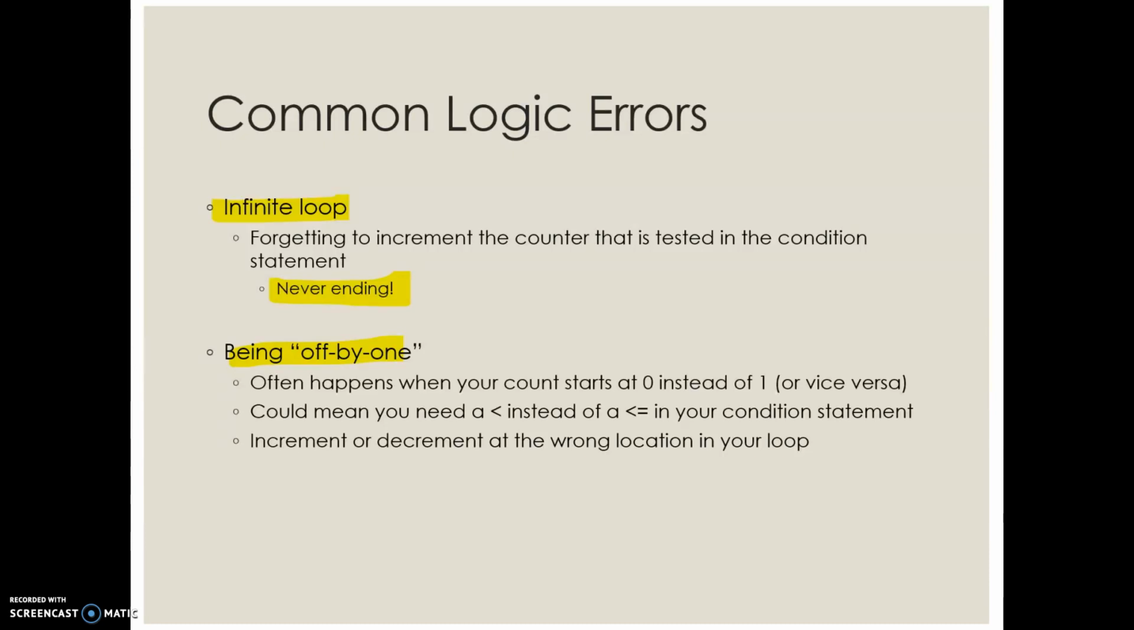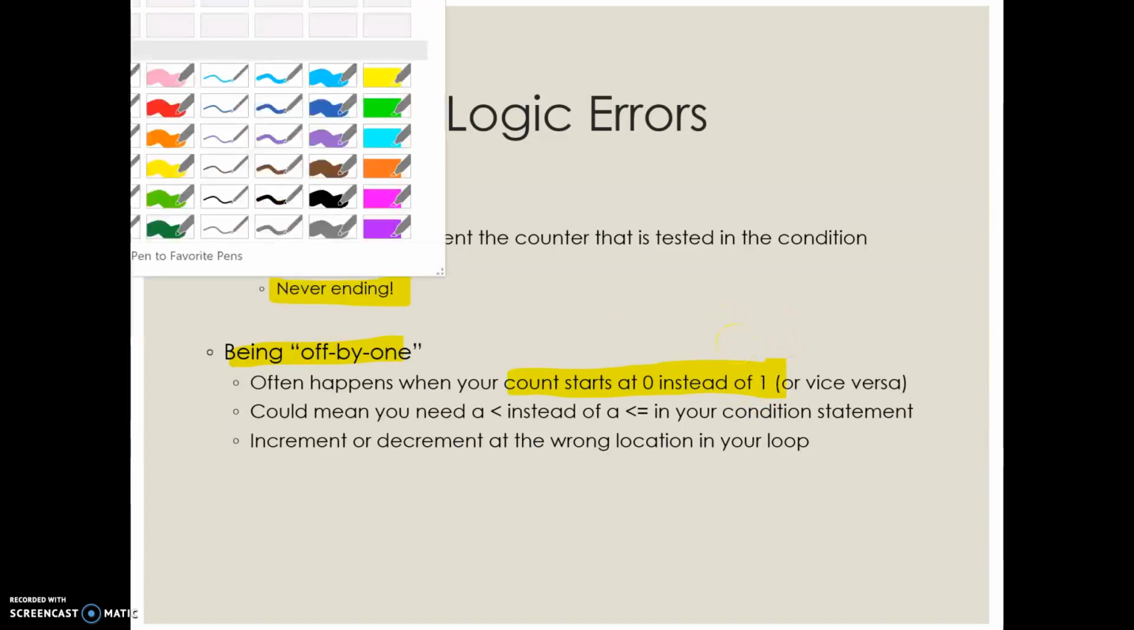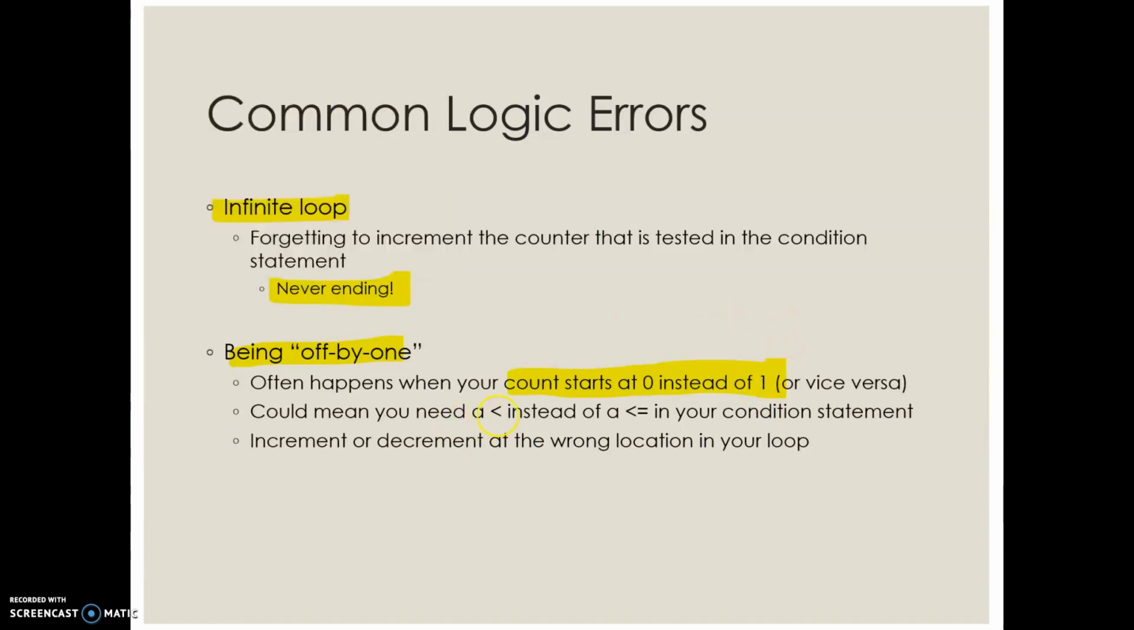Another error is being off by 1. This happens quite a bit. It happens when your counting variable starts at 0 or 1 when it should start at the other. Another common place is when we have a less than instead of a less than or equal to in your condition statement. So you might go 1 too far or not 1 enough. And then lastly, this can occur when we increment or decrement at the wrong location.